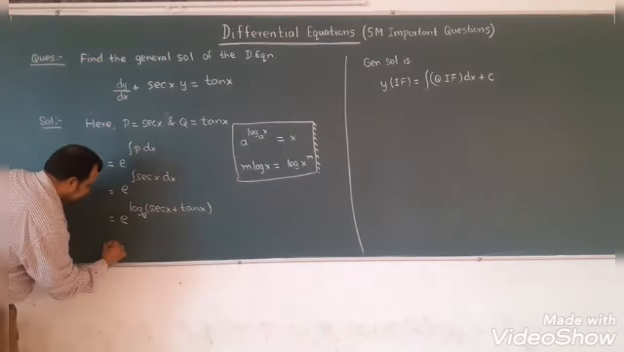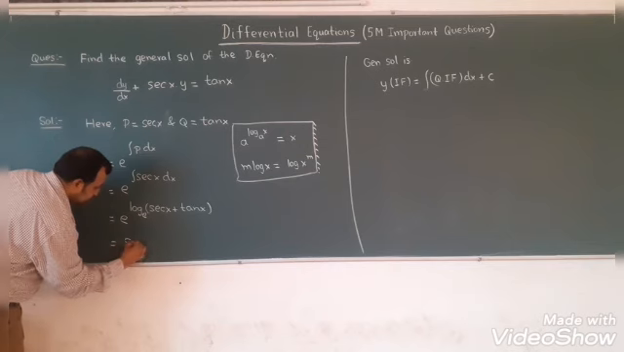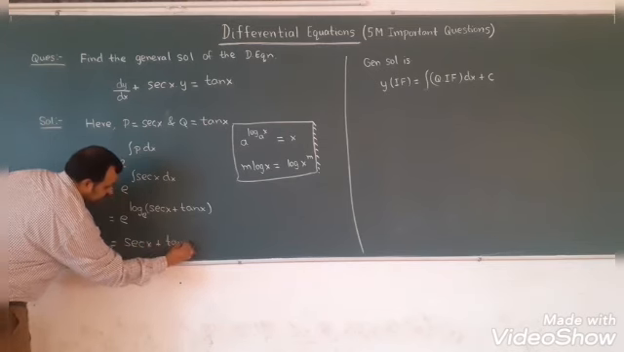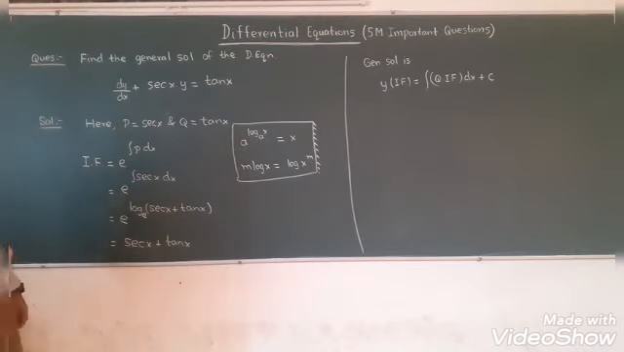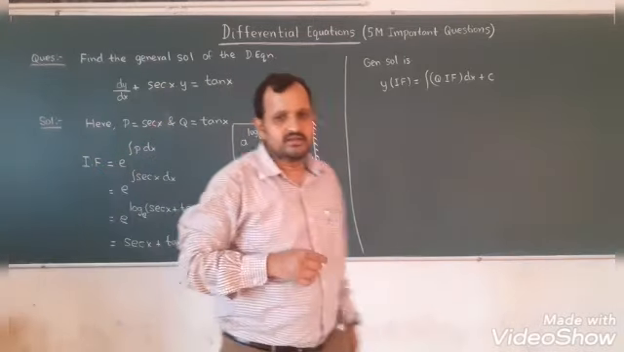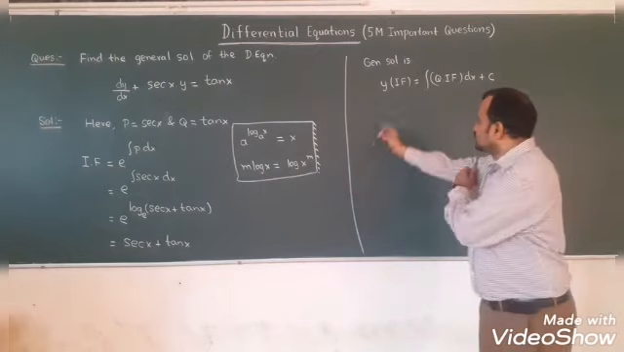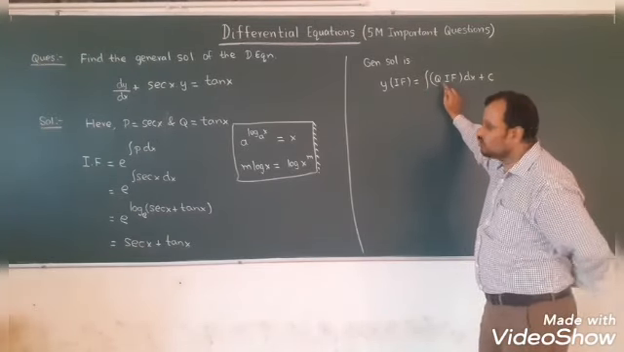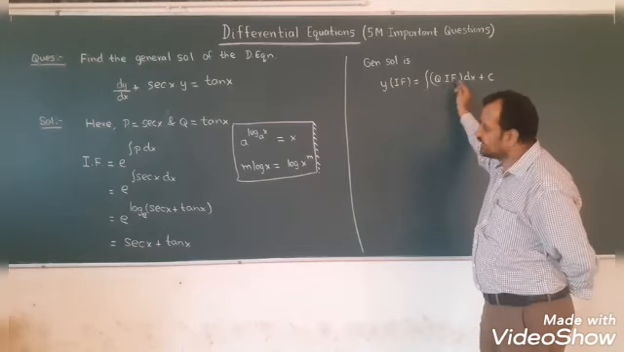And what is x here? x is nothing but secant x plus tan x. So this is the integrating factor. We have to find the general solution. So y into integrating factor is equal to integral of q into integrating factor dx plus c.